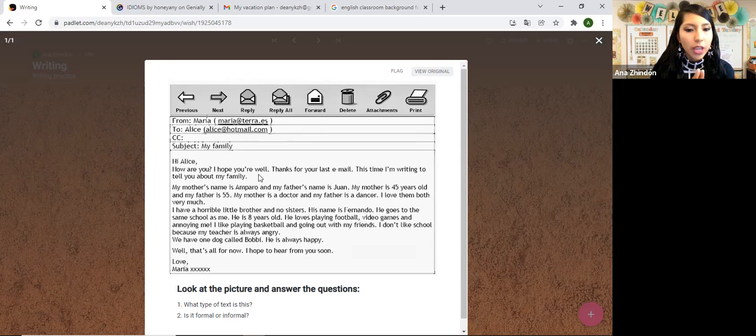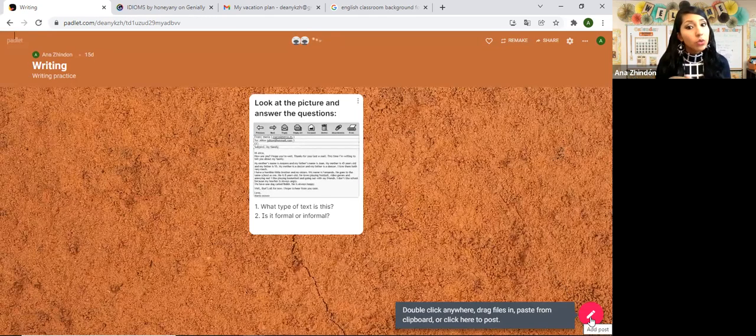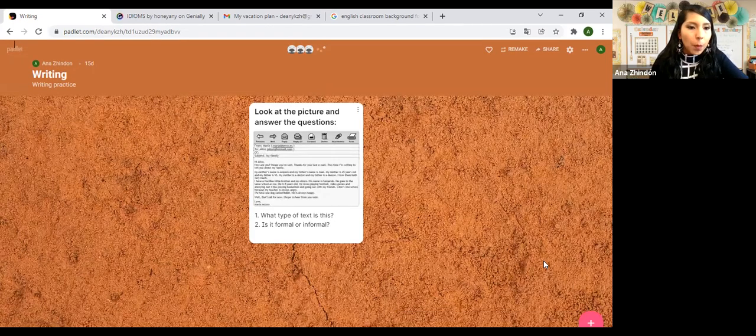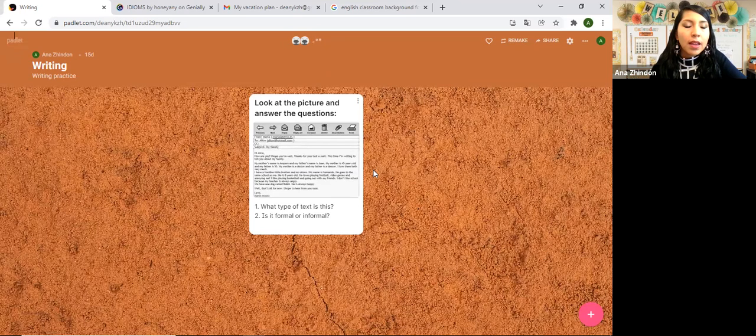First, what type of text is this? What type of text do you think this is, according to the picture, according to what you read? Please start writing here. Remember, you click here and you start answering. First, what type of text is this? And second, is this a formal text or informal? Write your answer. Once you finish, you click on publish, and I'm going to see your answers over here.